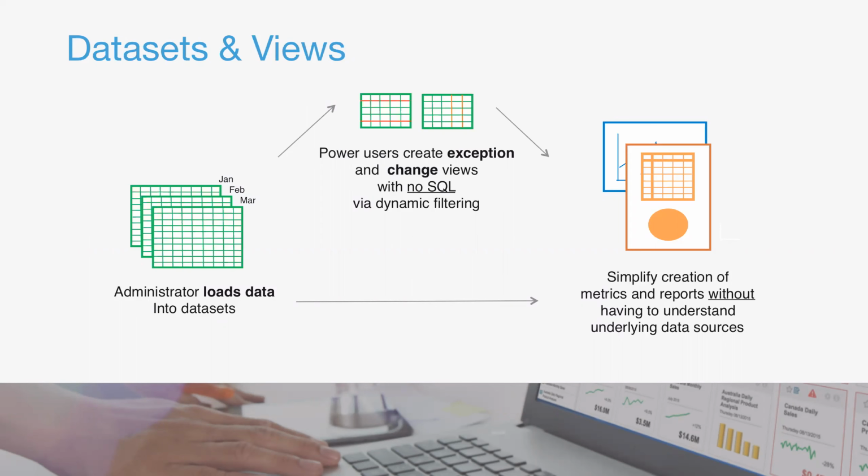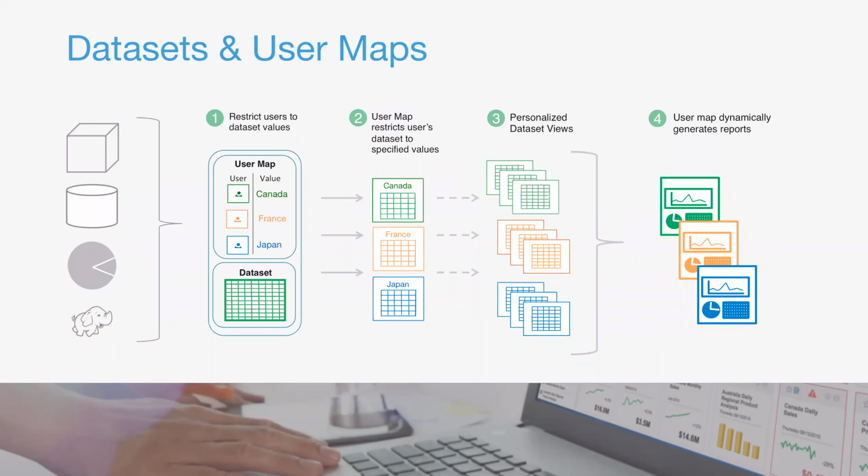But before I do that, I forgot one thing, talking about the user's map. It's also possible to put on top of those data sets a user's map to restrict the user's data set to specific values. Our example here shows a large data set that has been extracted from many data sources. Then you can apply a user set to restrict the user's view of this data point. So then each and every personalized data set view allows users to create dynamically generated reports based on the view that they have access to.